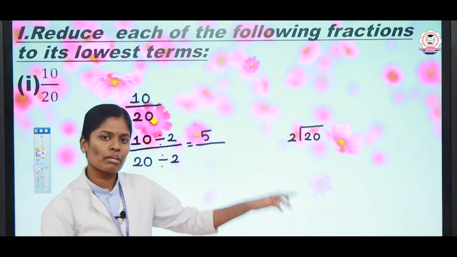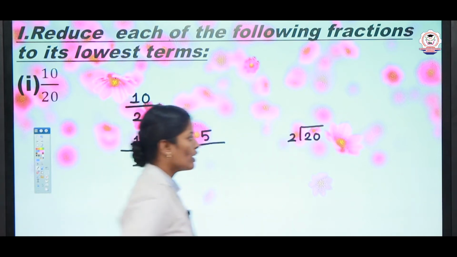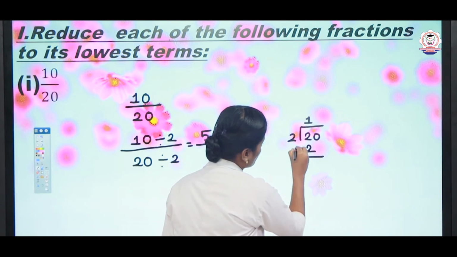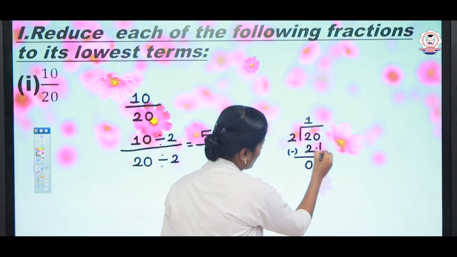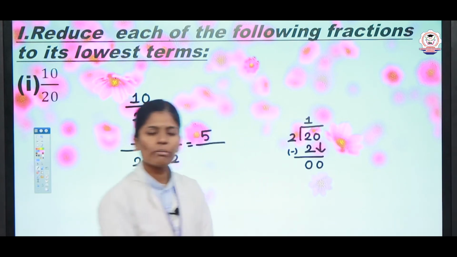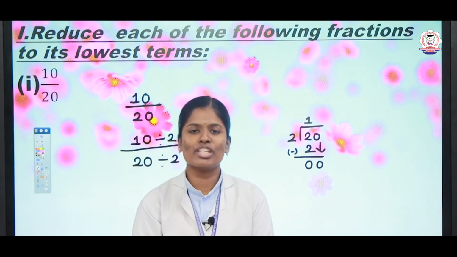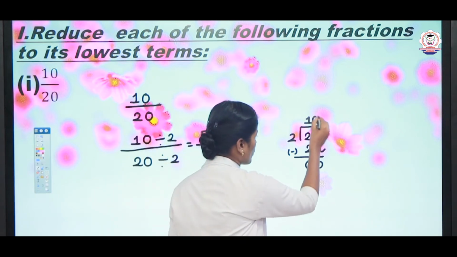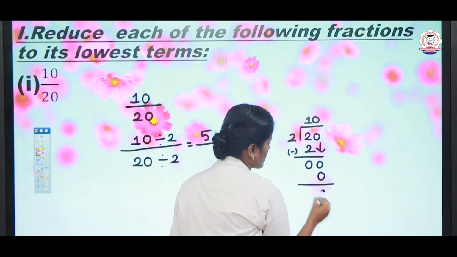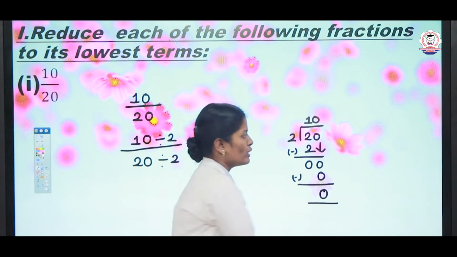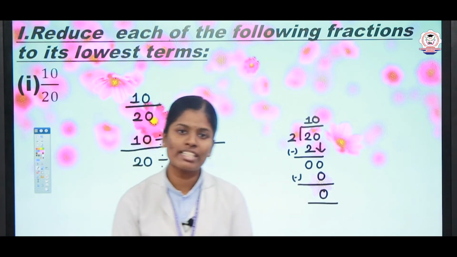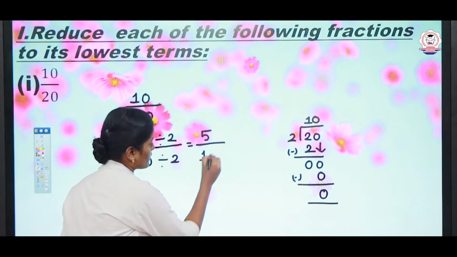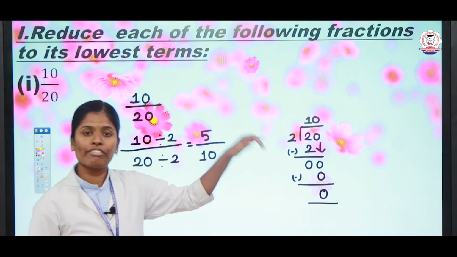Take the first number: 1 2s are 2. Write here 1 2s are 2. Now 2 minus 2 is 0. Then you bring down the other 0. 2 table of 0: 2 zeros are 0. So write the answer 0. So, 2 tens are 20. Write here 10. We got the answer 5 by 10.